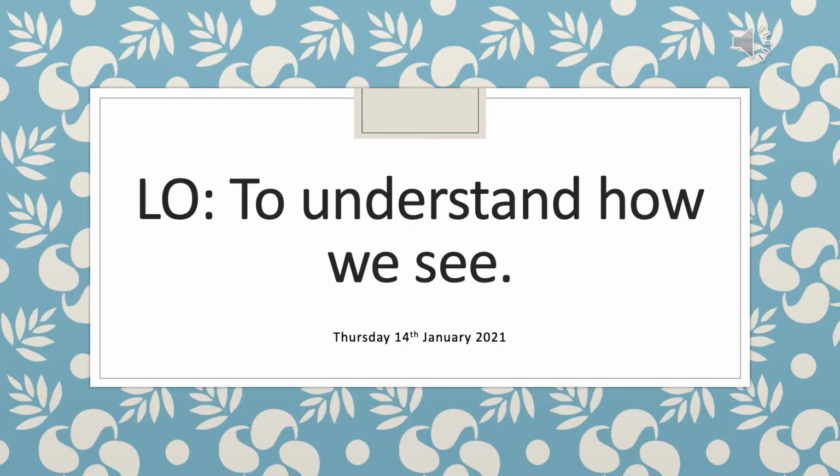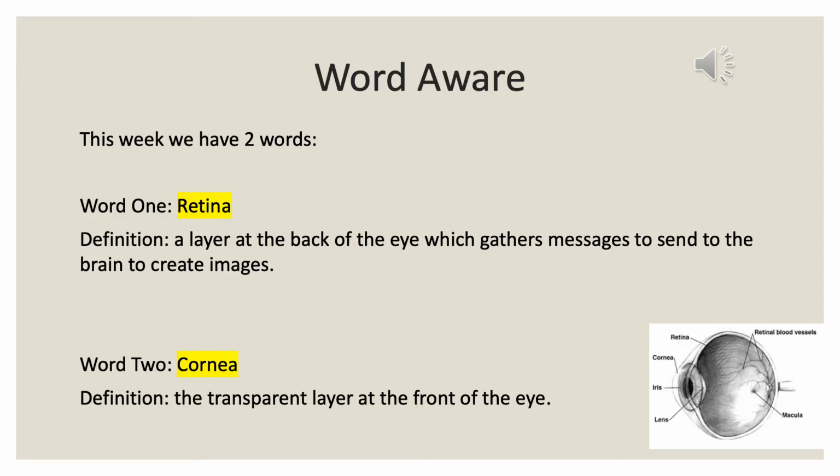Our new learning objective for this lesson, which is to understand how we see. Now this is really important because this will link to light. So light and the eye work really closely together, and we're going to have a look at that for this lesson. Just before Christmas, we are doing Word Aware, which is where we learn new words linked to our topic in science. So this week we actually have 2 words, and the first word that we have is retina.